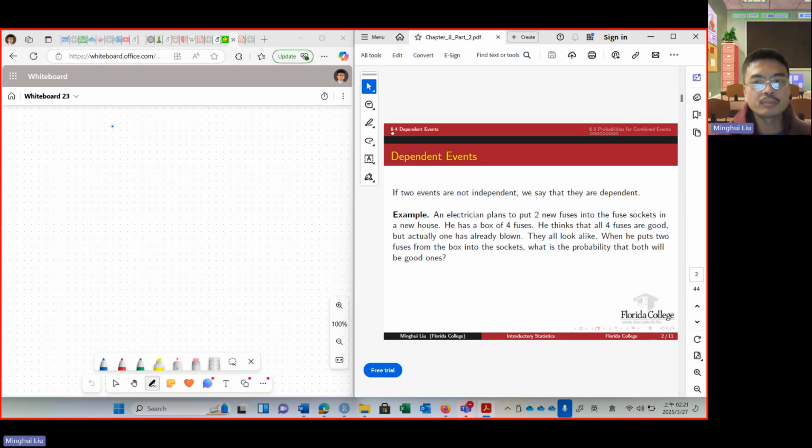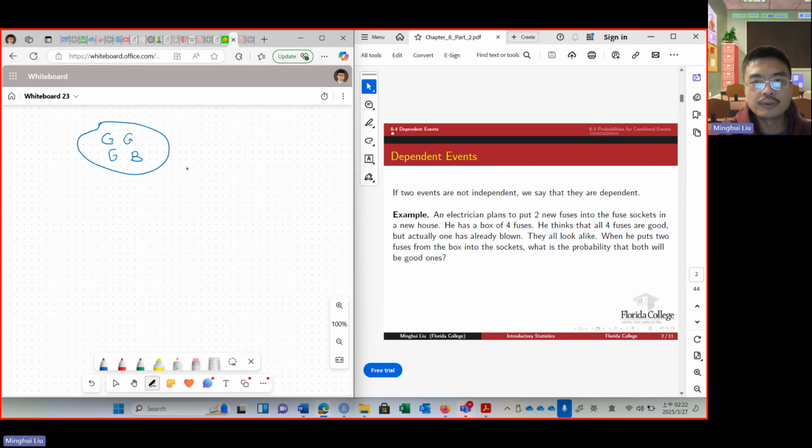Suppose the electrician puts two new fuses into the fuse sockets in the new house. He has a box of 4 fuses. He thinks all 4 of them are good. This is what he thinks. However, the reality is there is one that's bad. So there is a good one, a good one, a good one, and then a bad one. And of course, he doesn't really know which one is bad because they all look alike.